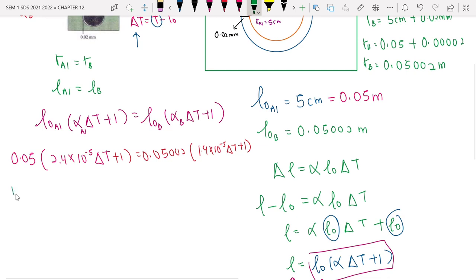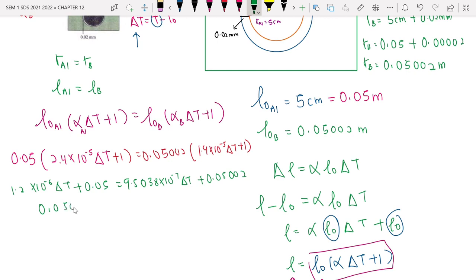Okay, now here comes the mathematic part. When you solve this, you will get 1.2 times 10 to the power of negative 6 times change in temperature plus 0.05 equals 9.5038 times 10 to the power of negative 7 times change in temperature plus 0.05002. Now rearrange this equation. You will get 0.05002 minus 0.05 equals 1.2 times 10 to the power of negative 6 change in temperature minus 9.5038 times 10 to the power of negative 7 change in temperature.